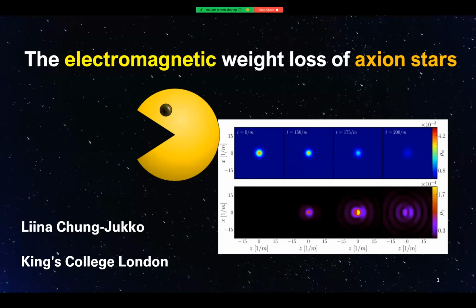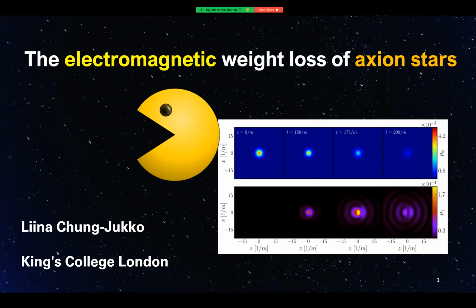Hopefully all good. But yes, I'm Liina Chung-Jukko from King's College London, and I'm going to be telling you about the electromagnetic weight loss of axion stars. Most of my talk will be based on a paper recently published in PRD. It's called Electromagnetic Instability of Axion Stars. So from that, you might pick up that what I mean by an electromagnetic weight loss is an electromagnetic instability. So yeah, if you want to know more, please have a look at that paper after my talk.